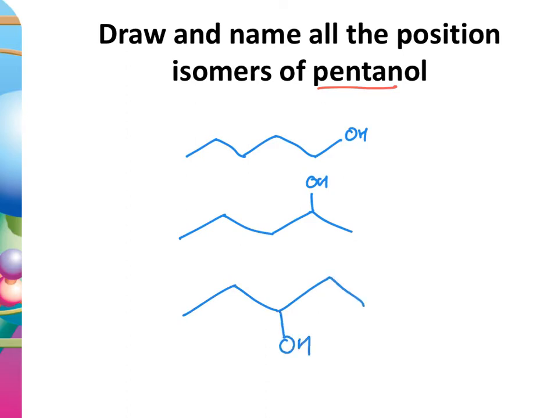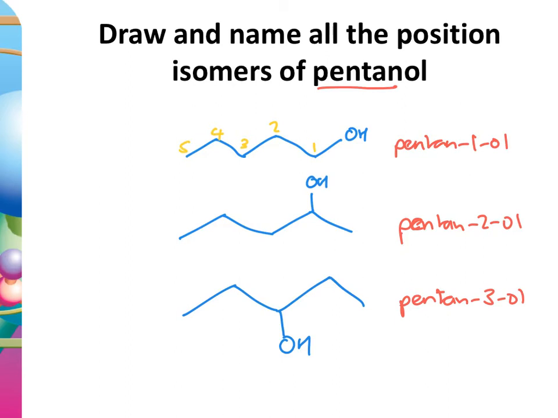So our different isomers are pentan-1-ol, pentan-2-ol, and pentan-3-ol. And just to confirm the numbers, 1, 2, 3, 4, 5.